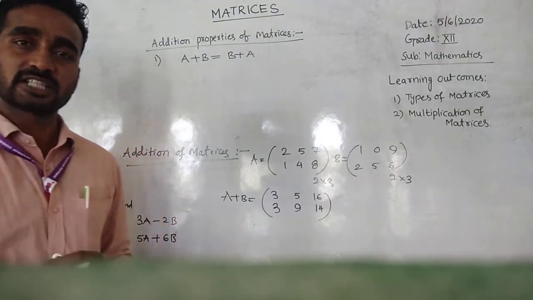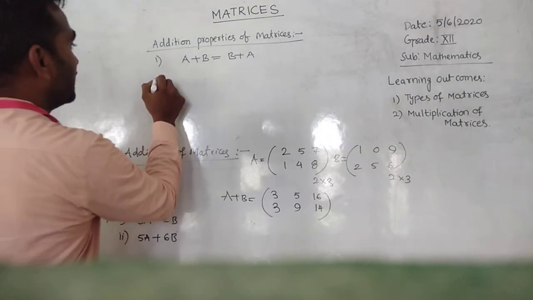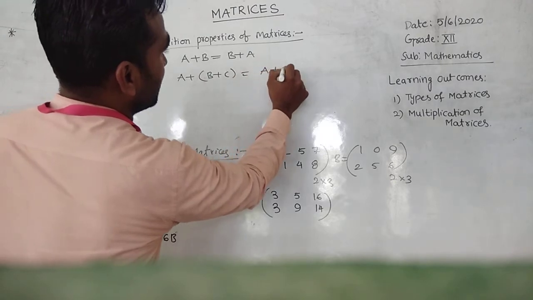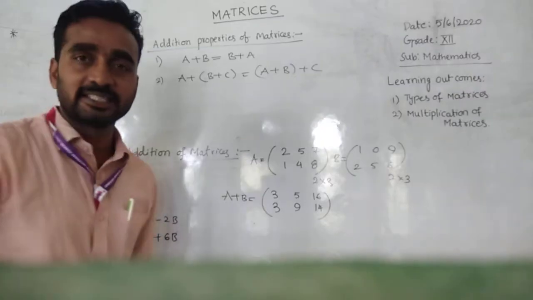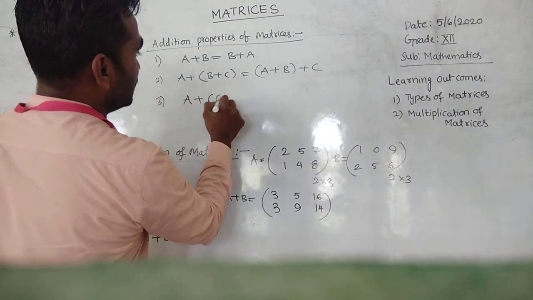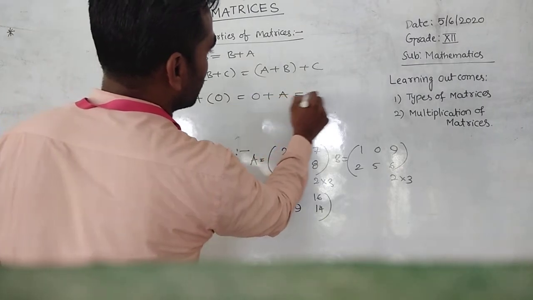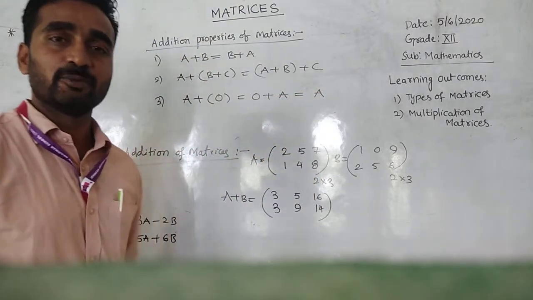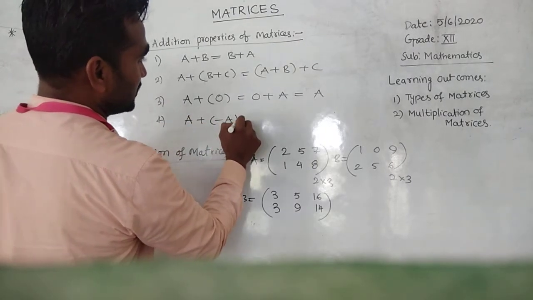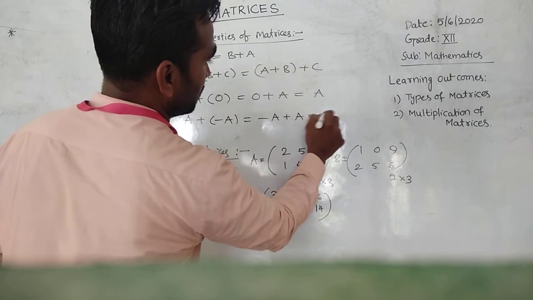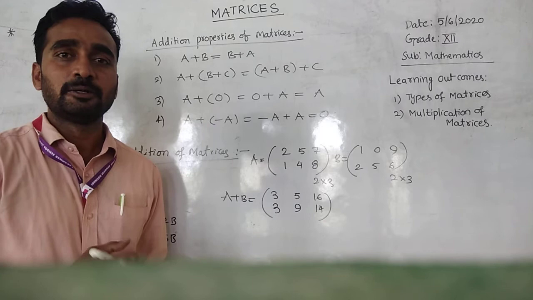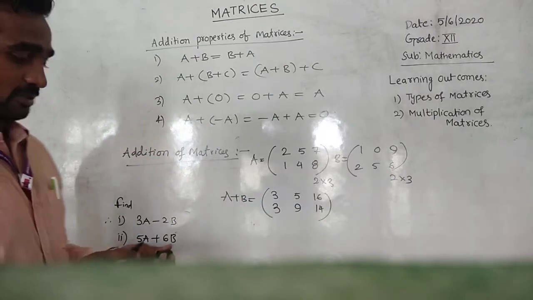So matrix addition is commutative. A plus B gives B plus A. And the second one, A plus (B plus C) is equal to (A plus B) plus C. So matrix addition is associative. And third one, A plus the 0 matrix is equal to 0 plus A is equal to A. The additive identity element is the null matrix. Next, fourth one, A plus (-A) is equal to (-A) plus A is equal to 0. So here -A is the additive inverse of A, and A is the additive inverse of -A. These are the properties of matrix addition.